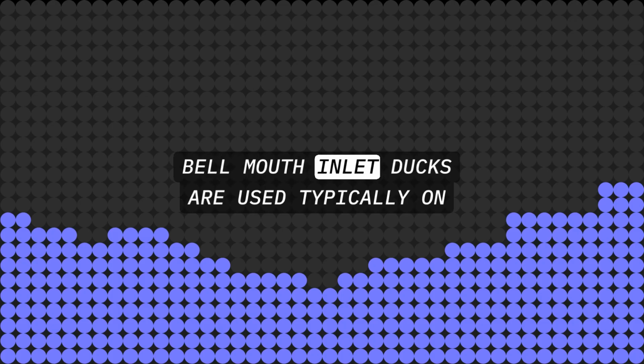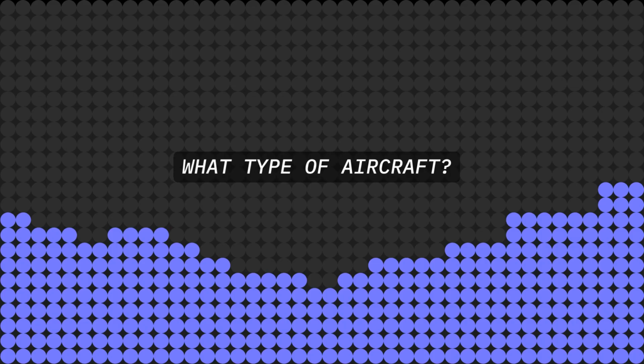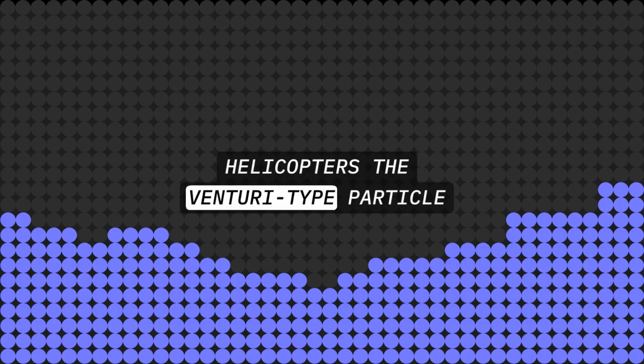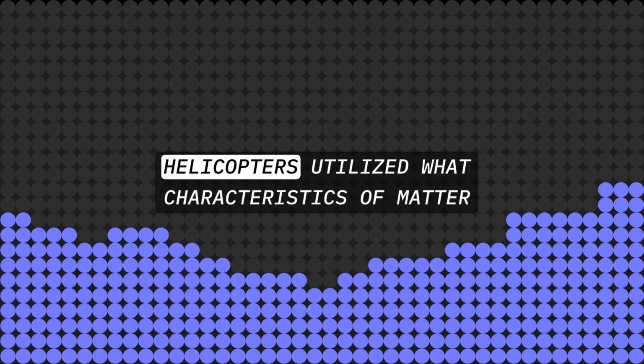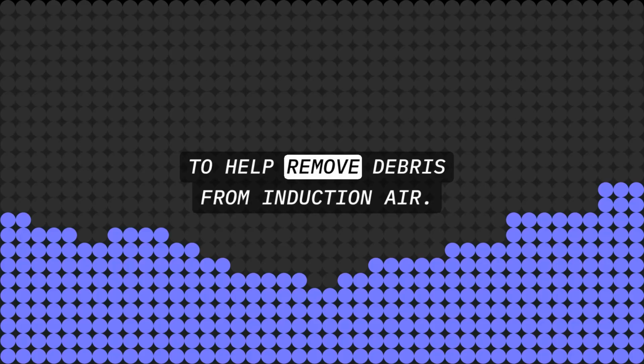Bell mouth inlet ducts are used typically on what type of aircraft? Helicopters. The Venturi-type particle separator found on mini turbine-powered helicopters utilizes what characteristics of matter to help remove debris from induction air?